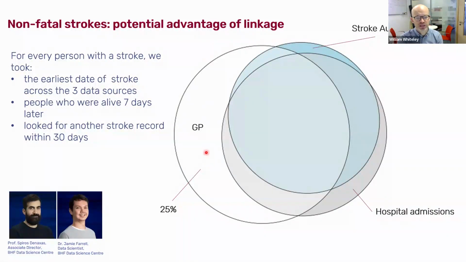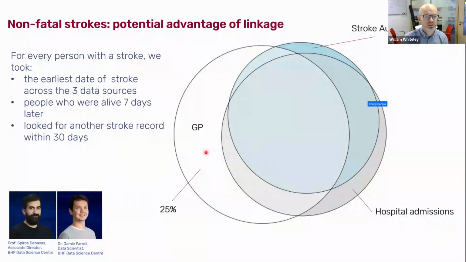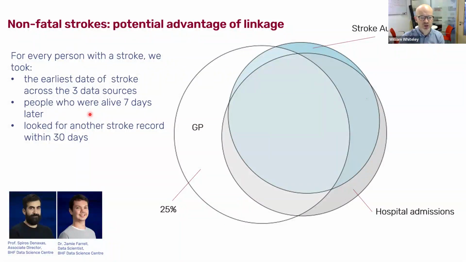For everybody who's had a stroke, we've taken the earliest date of a stroke record and excluded people who died within 7 days. And we've looked for another stroke record within 30 days of that stroke admission. Sometimes we found another record and sometimes we haven't. And this looks at the overlap between those data sources.